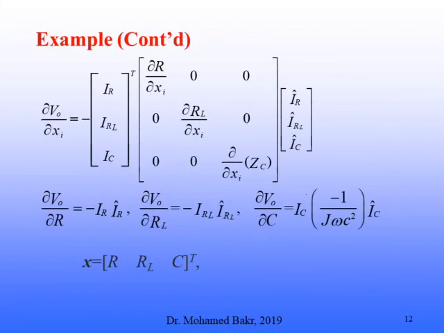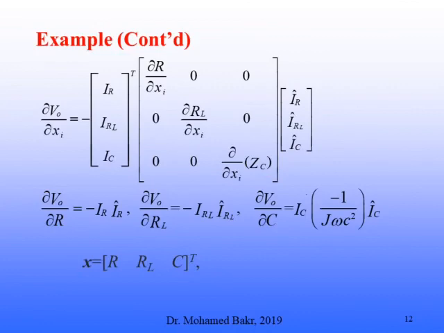Why? Because if I select my parameter to be C, to be the capacitance, this is 1 over J omega C. Partial R partial C will give you 0. Partial RL partial C will give you 0. Partial 1 over J omega C partial C will give you minus 1 over J omega C squared. The derivative of 1 over X is minus 1 over X squared. The derivative of 1 over J omega C will give you minus 1 over J omega C squared. So this is 0, this is 0, this one here is minus 1 over J omega C squared.